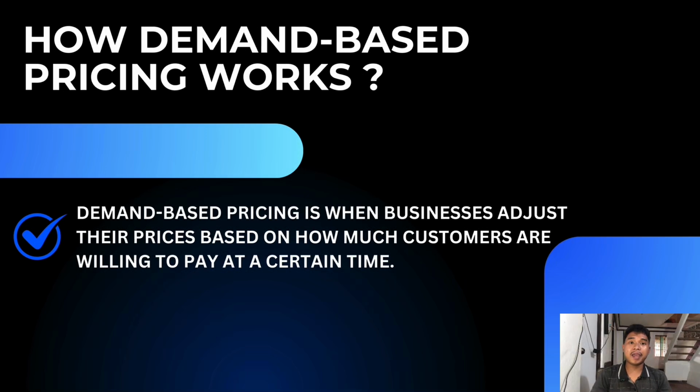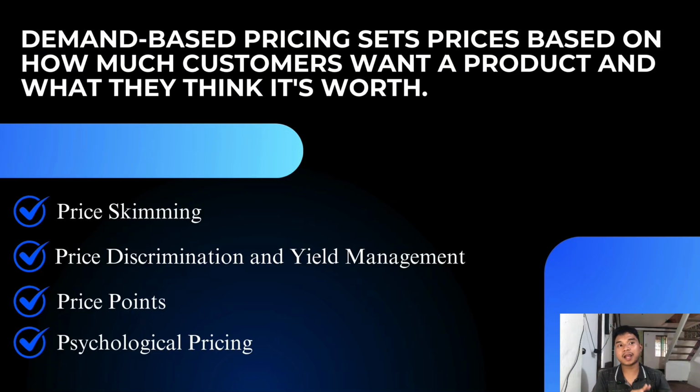Now, how demand-based pricing works. Demand-based pricing is when businesses adjust their prices based on how much customers are willing to pay at a certain time. Think of it like turning a dial: prices go up when demand is high and down when demand is low. This helps businesses make more money and cater to different types of customers. Demand-based pricing sets prices based on how much customers want a product and what they think it's worth.